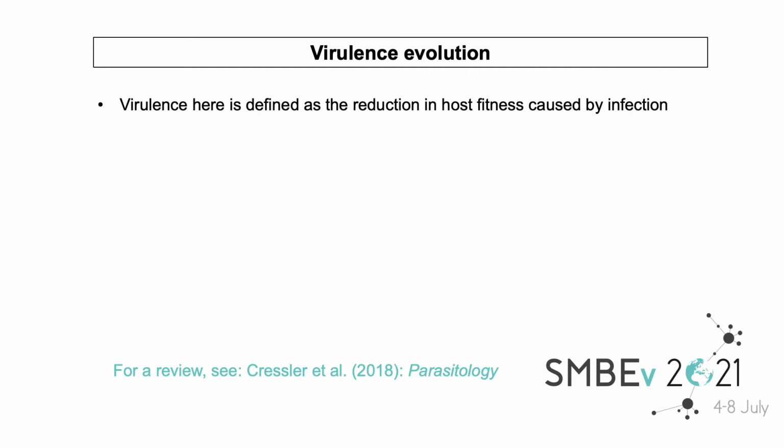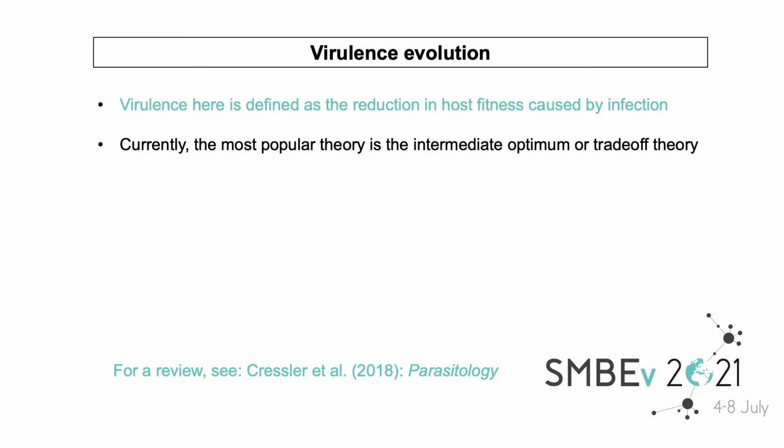So let's talk for a moment about virulence evolution. Specifically, I'm going to define virulence as a reduction in host fitness caused by an infection, a parasite, a pathogen. And we expect virulence to be evolvable because it involves both the genome of the parasite causing the infection and the genome of the host. Currently, the most popular theory for the evolution of virulence is the intermediate optimum, or trade-off theory.